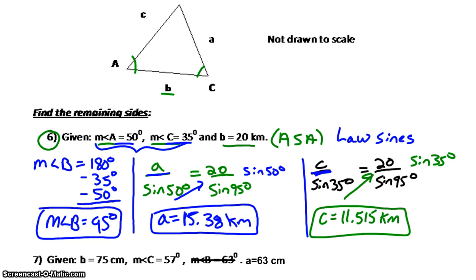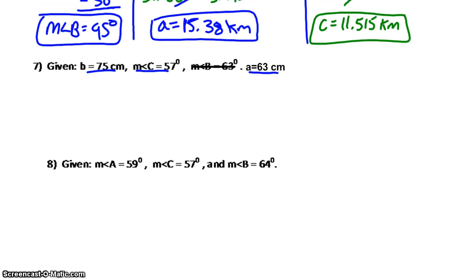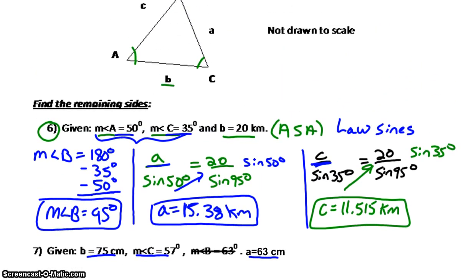Now you'll see in problem 7 that I have crossed out measure of angle B equals 63. What I meant to have was that the measure of side A was 63 centimeters. Now you'll notice that we have two sides and an angle, and that should clue us, two sides and an angle, that we will be working with the law of cosines. Now in this case, if we looked at our picture, we have side B and A and measure of angle C.